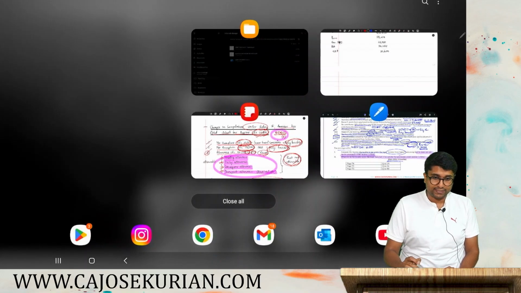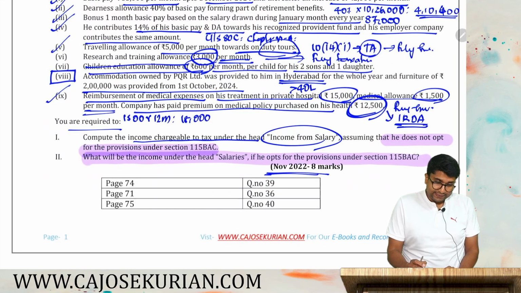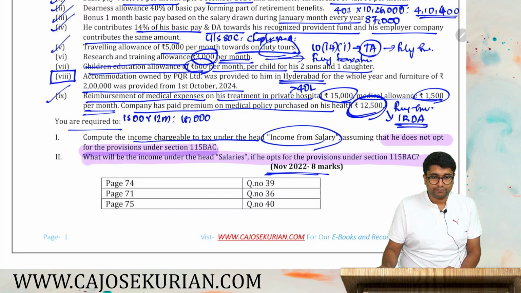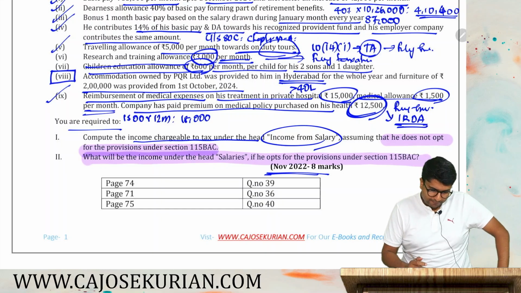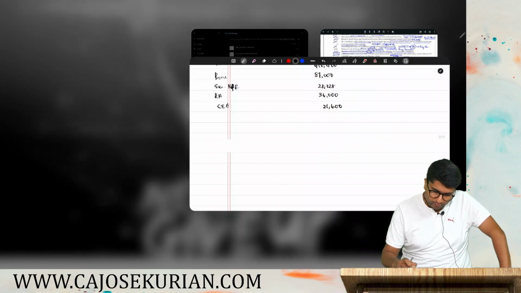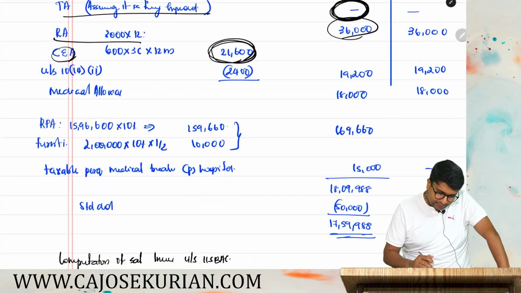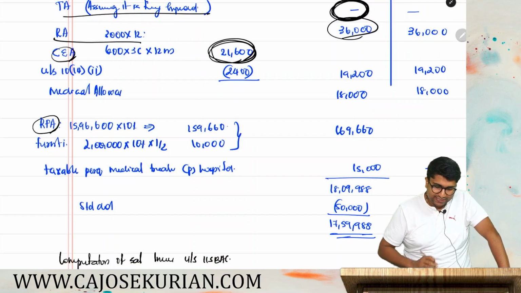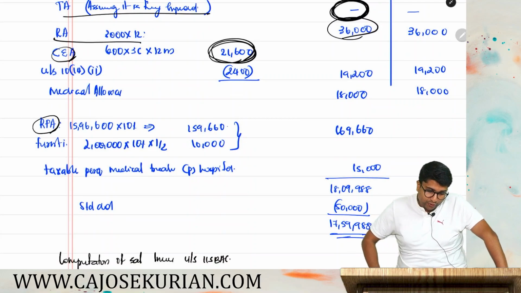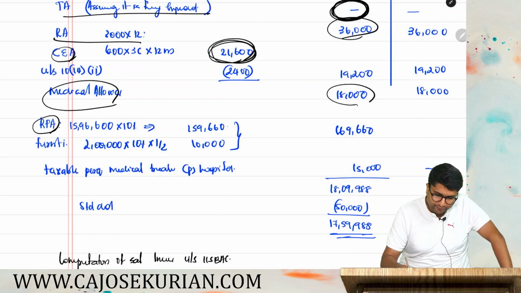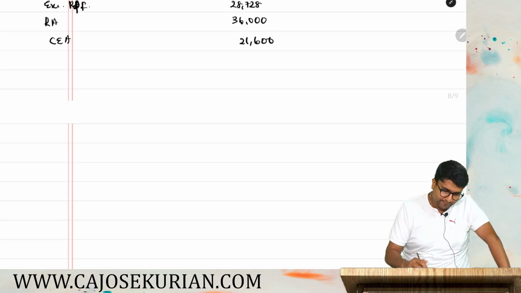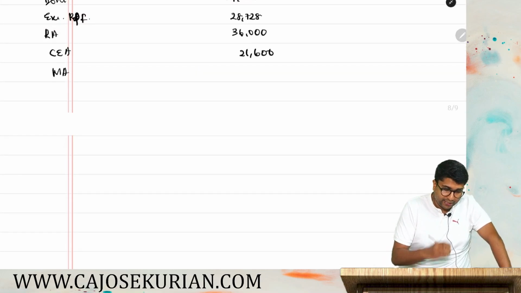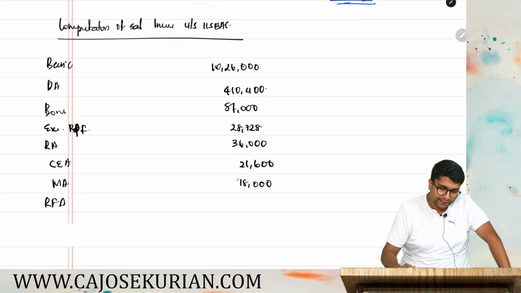Then what is next? Rent-free accommodation. There is a change in the rent-free, sorry, before that, medical allowance is there, fully taxable. I'm writing MA, medical allowance, fully taxable 18,000. Then for the purpose of rent-free accommodation, there is a change in the salary.